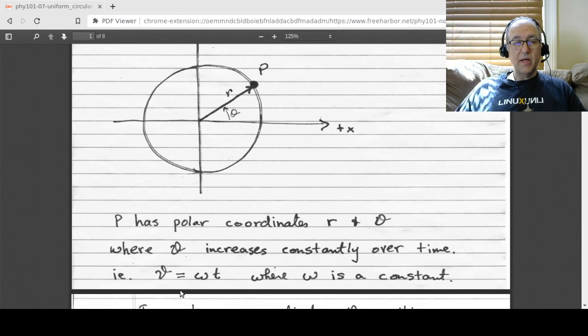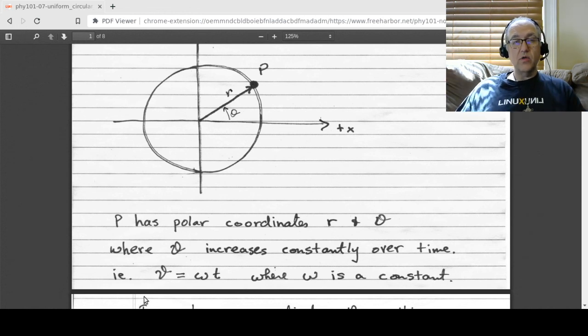So let's understand this formula before I move on. You could think of omega as just some number, and usually we work in radians per second, but you could even think of it in degrees per second. Suppose omega is 10 degrees per second. That means that your angle increases 10 degrees every second.